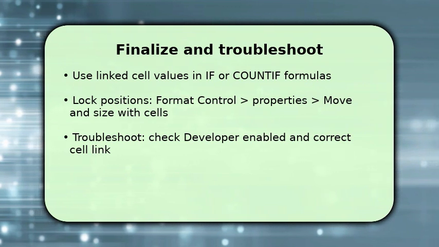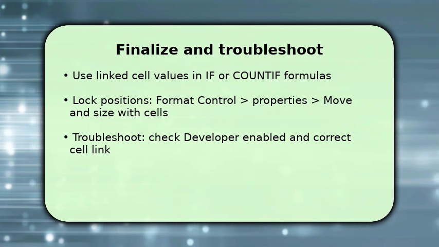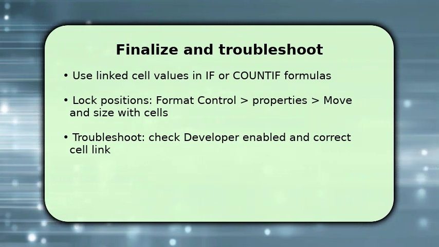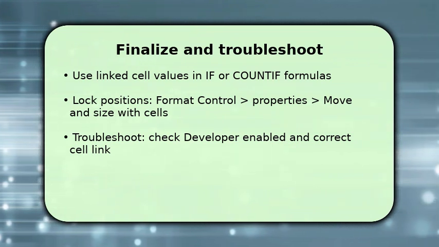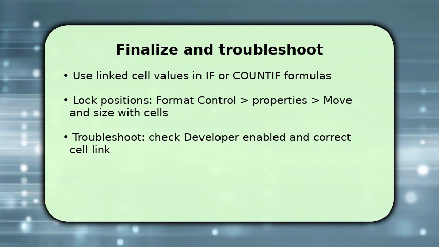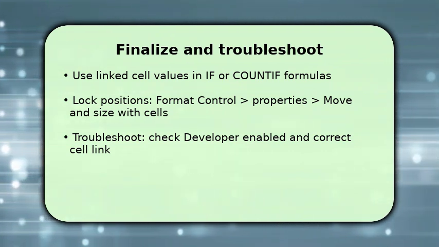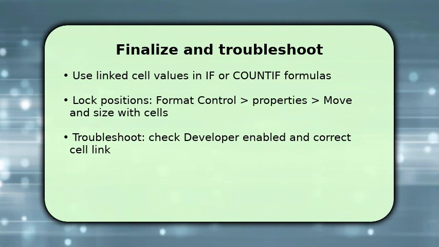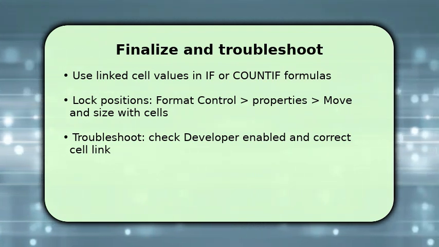Once done, set each checkbox property to move and size with cells so they stay aligned if you resize or sort. If checkboxes won't respond, make sure Developer is still enabled and that each control's cell link is correctly referencing the intended cell. Incorrect links yield no data. Finally, test a sort on the linked column first, and if positions shift, undo and set properties before sorting again.